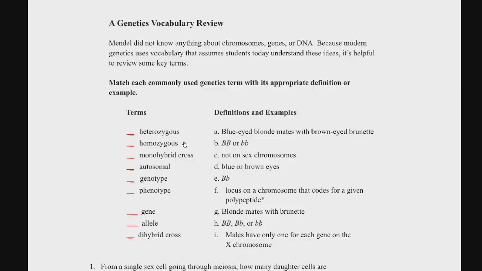I'm going to go ahead and share my worksheet over here.